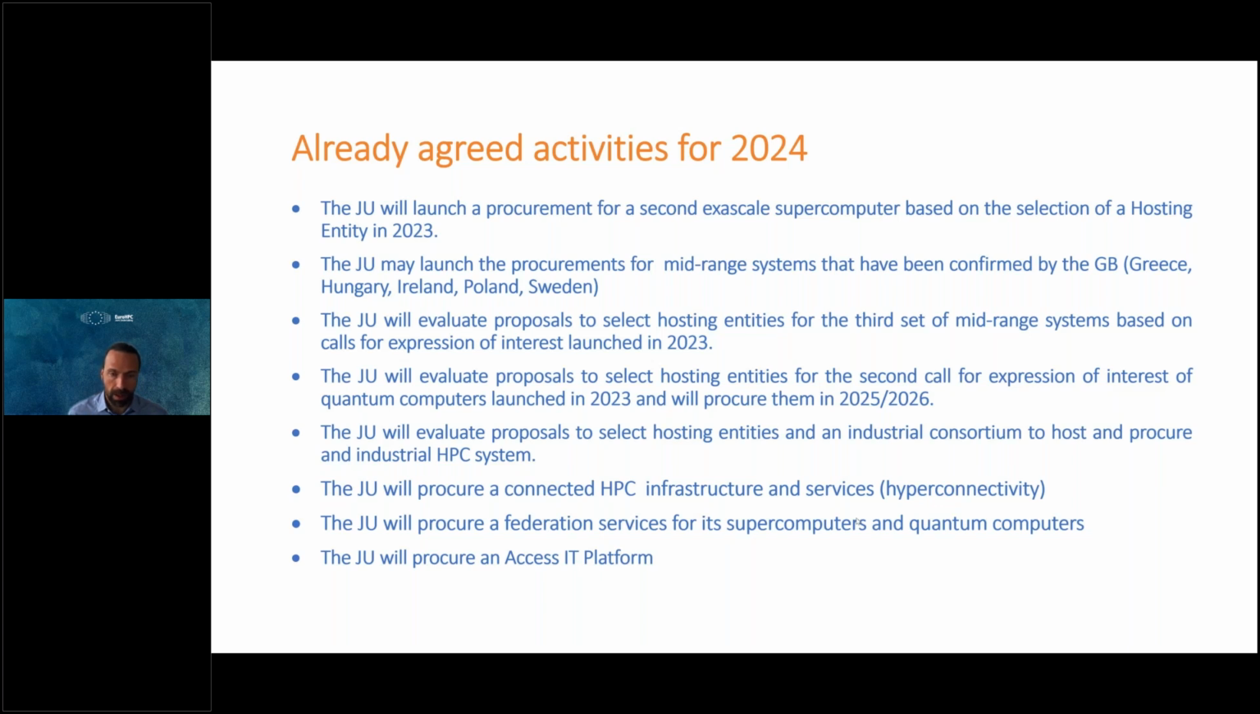And we will launch a procurement. Actually, we have already launched a procurement for federation services for our supercomputers and quantum computers, and we plan to launch a procurement for the hyperconnectivity of our infrastructure. So this is to provide high bandwidth interconnects between our different hosting sites and supercomputers. Finally, the Access IT platform. This refers to managing applications for resources on our HPC infrastructure. This is more an internal activity that we need to process in an efficient way the requests from our user communities to apply for resources on our supercomputers.